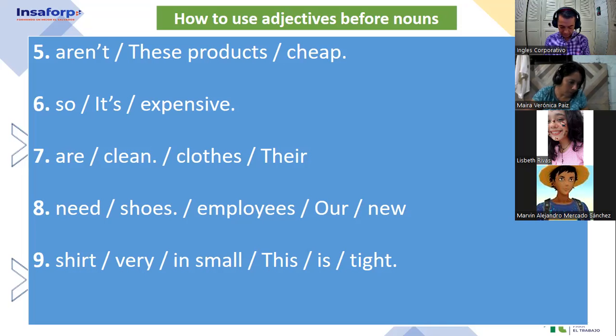Número 9. Y la 9. This is. Ay, ¿qué es el? Tight is apretado. Sería this chair. Creo que sería this chair in a small is very tight. Very tight.